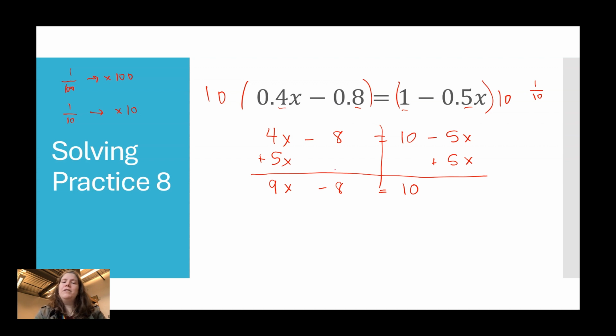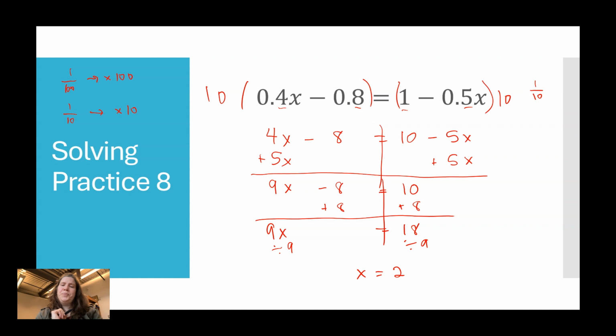I'm going to get rid of this minus 8. And now I have 9x equals 18. I'm going to divide by 9 to end up with x equals 2. No decimals.